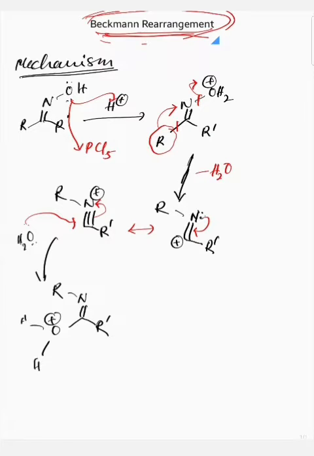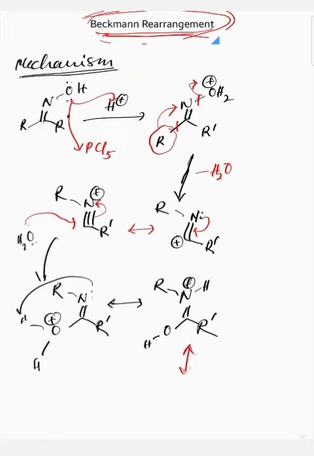Now you can easily see what can happen here is that nitrogen has a lone pair, and it abstracts this proton from here, right? So what does it form? It forms a structure like this: HR, it has a positive charge, double bond O, H, and R prime. Now it can easily form a resonating structure like this.